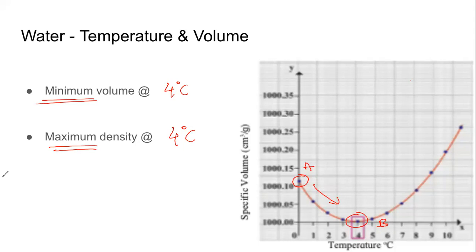So in addition to 0 degrees Celsius, which is the melting point, in addition to 100 degrees Celsius, which is the boiling point, another very important temperature with respect to H2O is 4 degrees Celsius. Minimum volume, highest density.